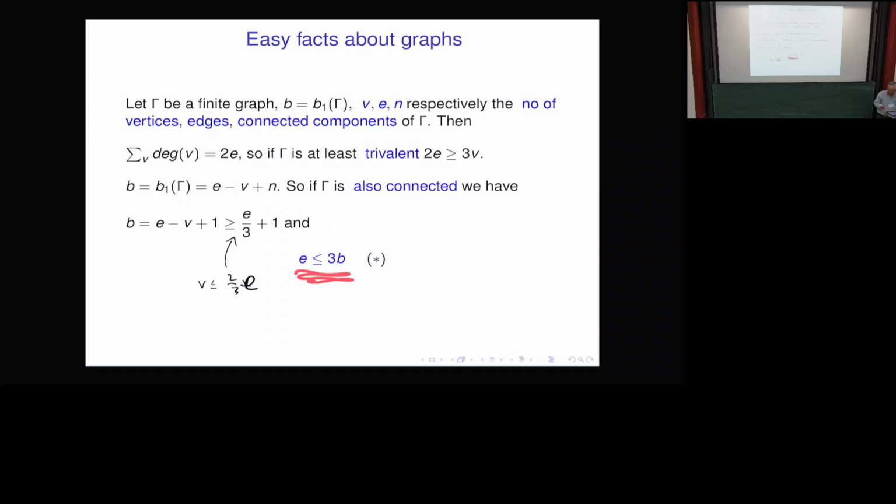The number of edges and the Betti number are comparable. And here I assume, well, in general they're comparable because my graphs are going to be trivalent, right? At least trivalent.